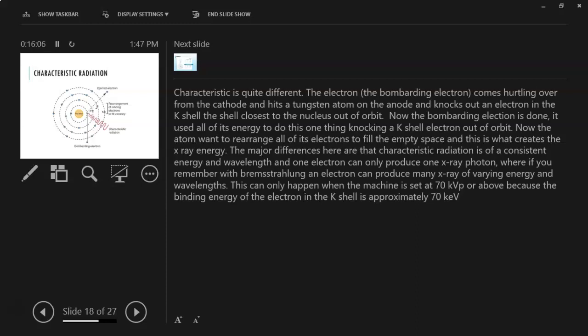Okay. So in some ways, characteristic maybe sounds more desirable, but we don't necessarily need all of that strong X-ray photons to get the job done. I think they both have their places, but more common is the Bremsstrahlung. The Bremsstrahlung's more common. Okay.